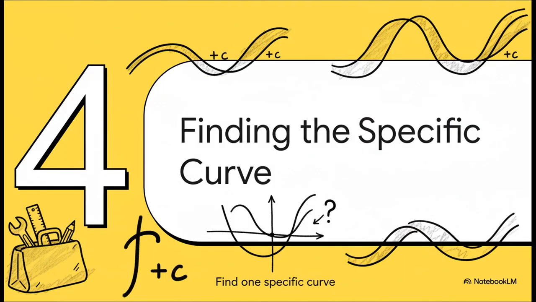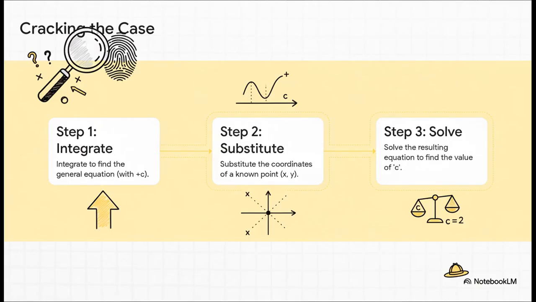Okay, so we have our toolkit, we're ready to go. But that plus c means that every time we integrate, we're not just getting one answer, we're getting a whole family of possible curves. So what if we need to find one specific curve? How do we nail down the exact value of c?